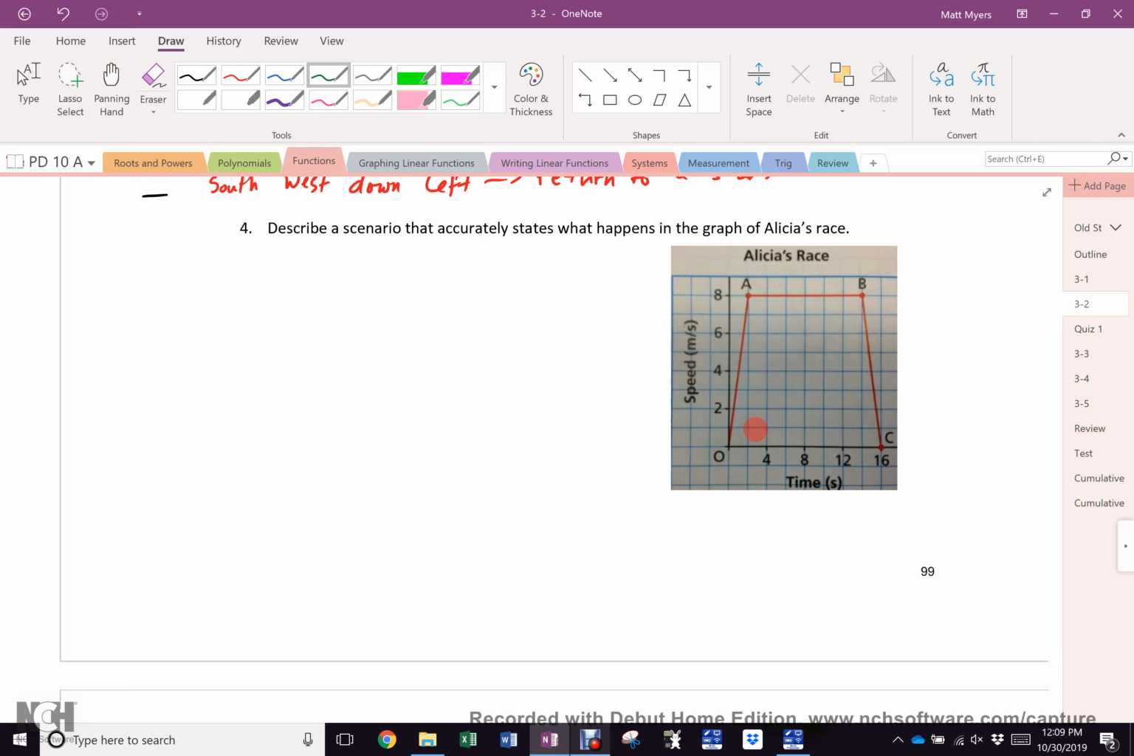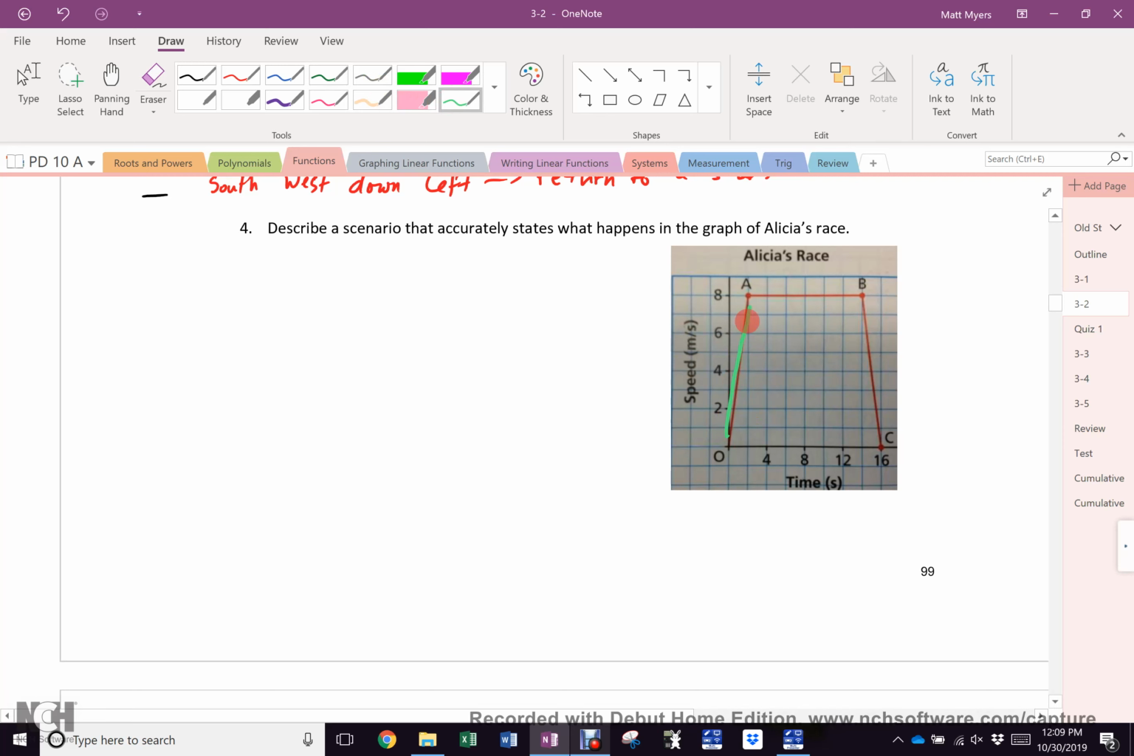Do you have any idea how far Alicia ran according to this graph? No. Could we figure it out? We could, but that's a physics question. We'll talk about that after we've talked about this. So, what is happening here? How many sections are there to the graph? 2, 3, 7, how many? 3 sections to the graph.